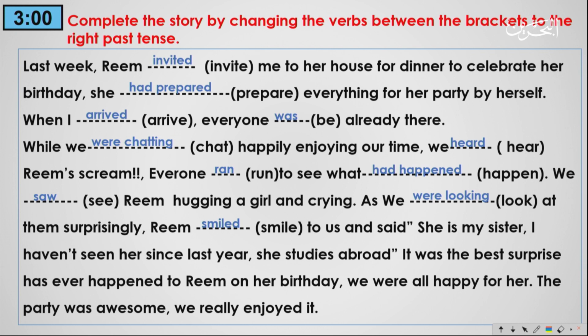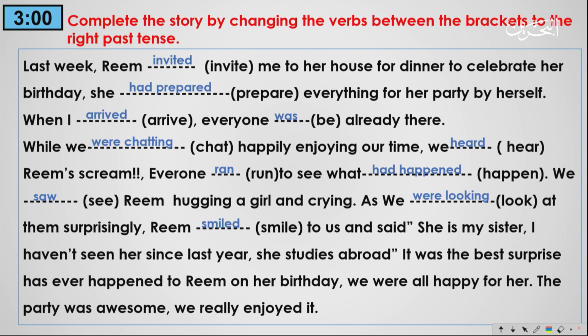What happened? We heard Reem's scream. So Reem's scream interrupted that we were chatting. So an action was going on, which was we were chatting. Then they heard Reem's scream, which interrupted their chatting. That's why this one is past continuous and the other one past simple.